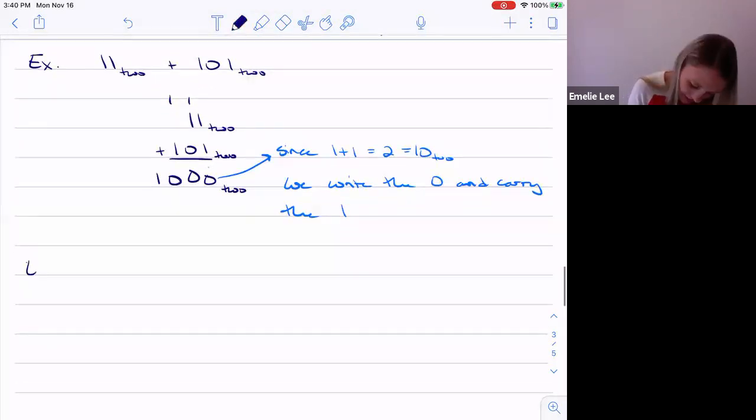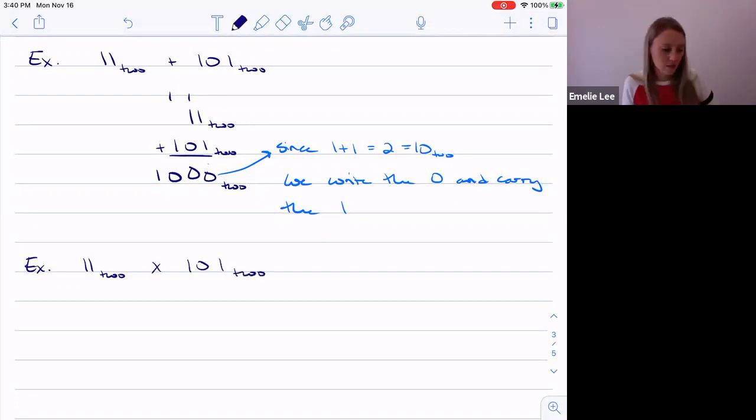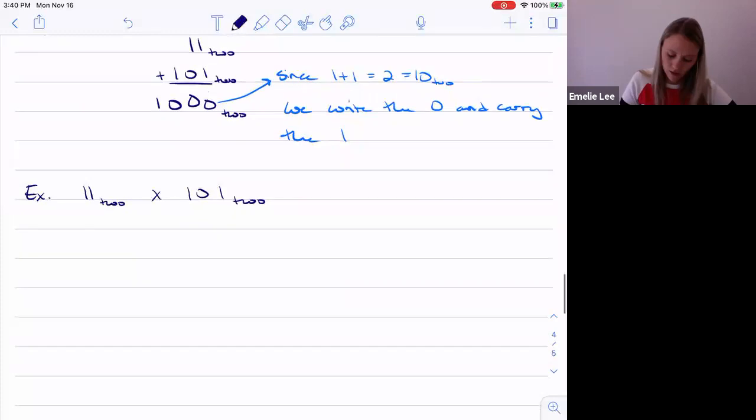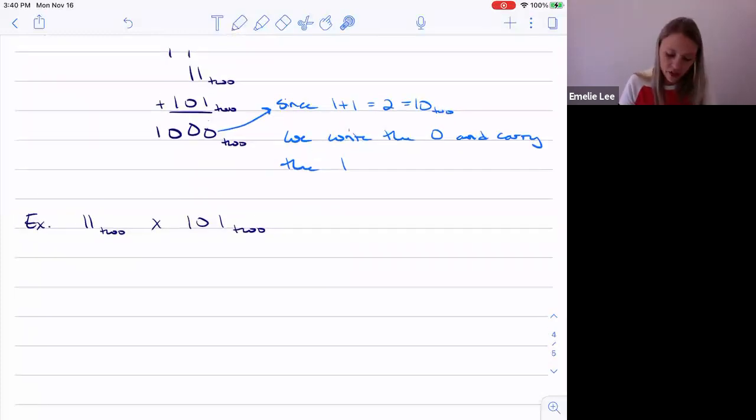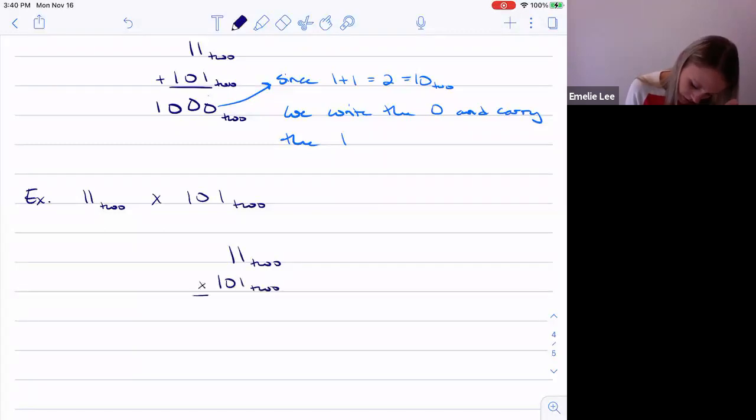Let's do a multiplication example. So if I have the same 11, so 1, 1 base 2, times 1, 0, 1 base 2, just like you would in multiplication, we set it up the exact same way. When you're multiplying, I'll set it up first here: 1, 1 base 2 and 1, 0, 1 base 2, and we're multiplying.